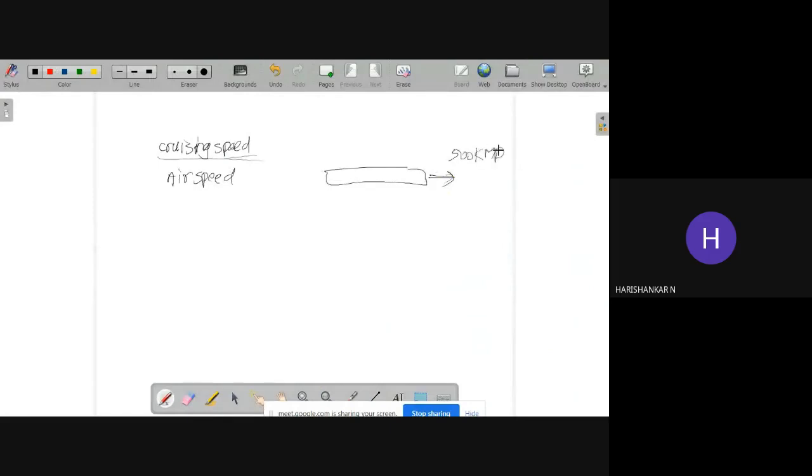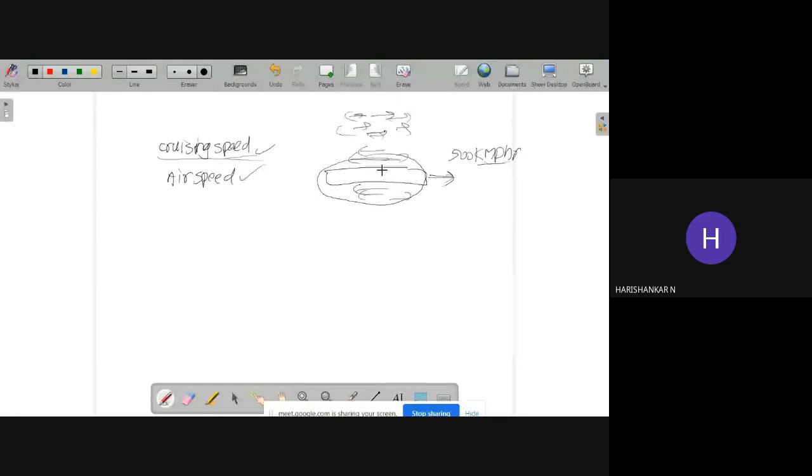In that way, it will be having some speed based on the ground. That's a cruising speed. And what about the air speed? Here, you know, there will be air like this. The air may be moving in this direction, nearer to the aircraft, and far away from the aircraft, the air will be moving by here or randomly.